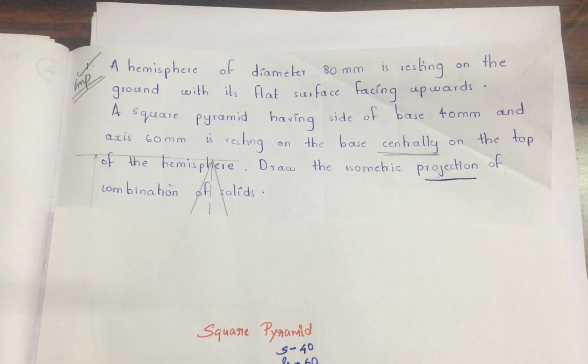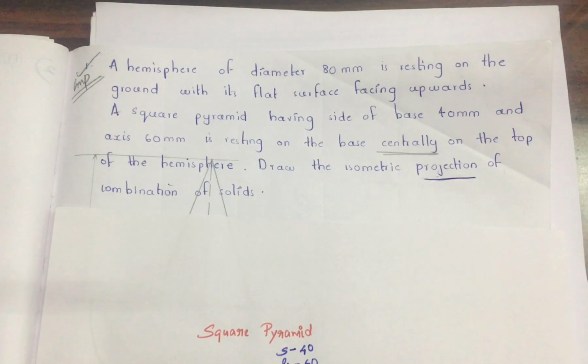In this video, we are going to discuss the isometric projection of a square pyramid that is placed centrally over a hemisphere which has its flat surface facing upwards. This is a special problem and a repeated university question.